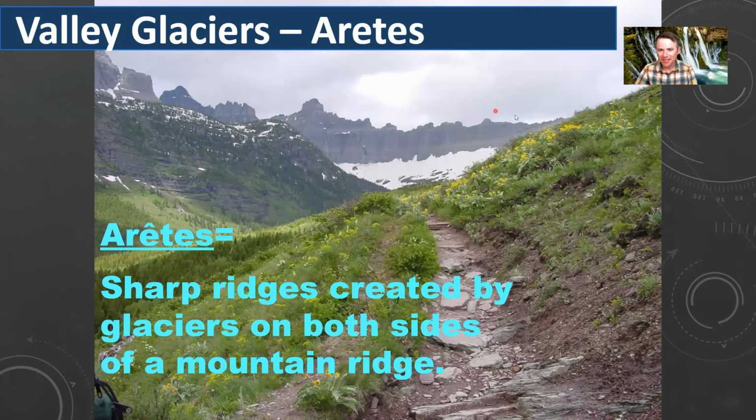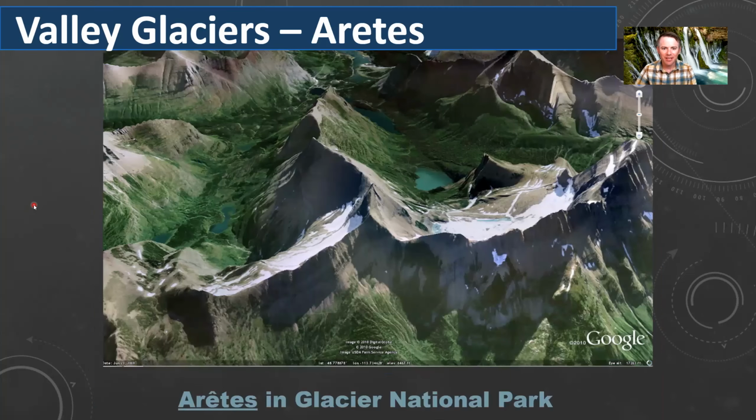Arêtes are these kind of sharp, jaggedy ridges. And basically, these sharp, jaggedy ridges like this, that's called an arête. It's where you had glaciers on either side. So glacier going this way, glacier going that way, making that U-shaped valley. And then that point in the middle, that's your arête. All right, so arêtes. And actually, you could probably call this a horn right here if you wanted to.